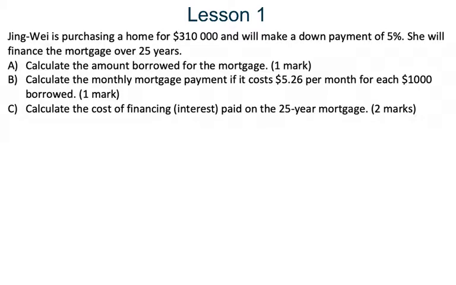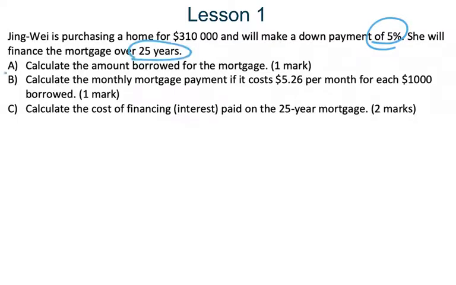With this example, we're going to see what we do when we have a down payment with a mortgage, how to calculate a monthly payment, and then how to calculate the interest paid for the whole duration of the mortgage. So, Xingwei is purchasing a home for $310,000 and will make a down payment of 5%. She will finance the mortgage over 25 years.